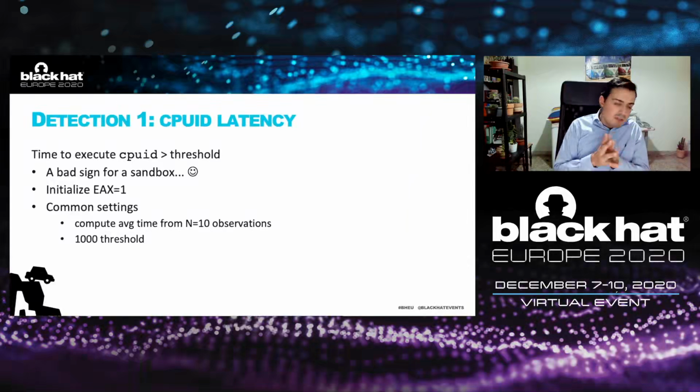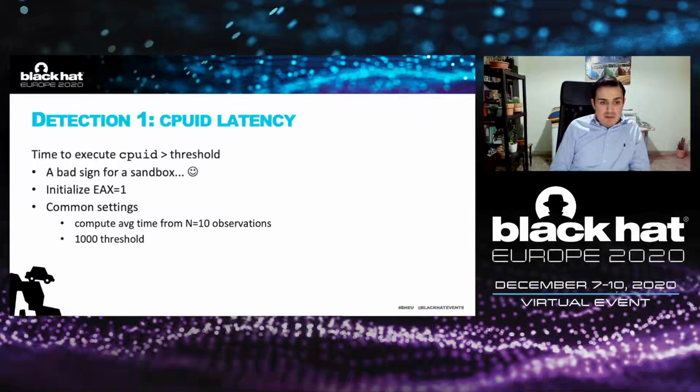If you fail this test, it's not a good sign in a sandbox. The idea is that in this test you normally make different observations, take the average value, and compare it against some bare metal threshold, say 100,000 as TSC difference.